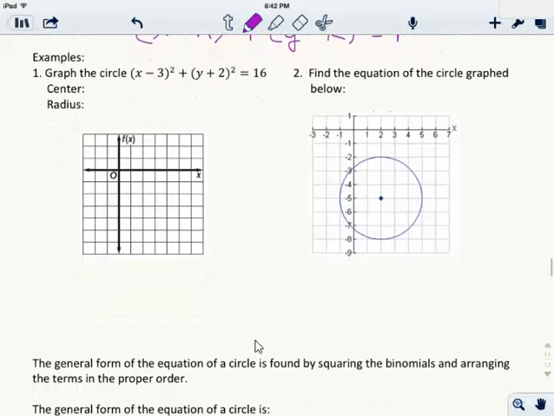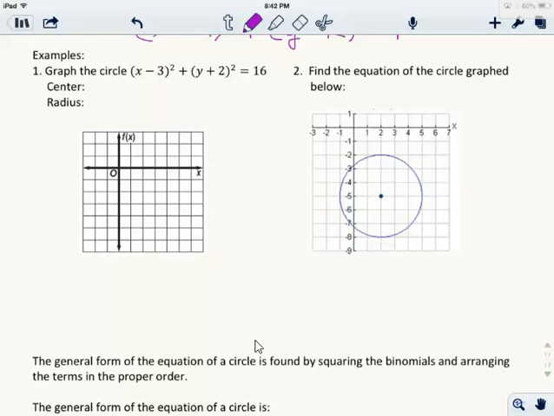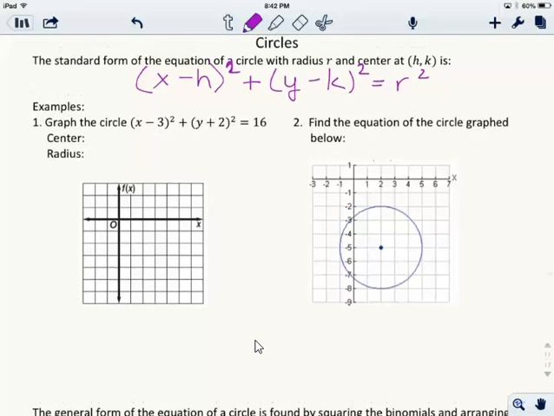Okay, for our examples, we have our circle x minus 3 squared plus y minus 2 squared equals 16. They want to know what the center is. Now, if you look at your equation for a circle, you're taking x and subtracting whatever your h value is. So in this case, we have x minus our h value, which is going to be 3.